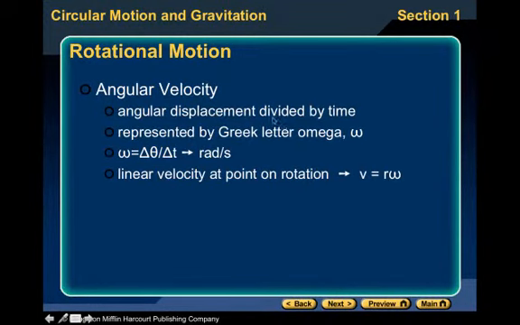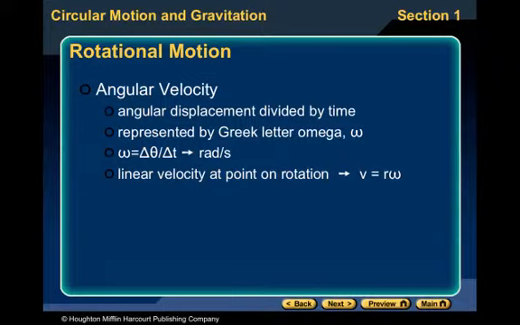Whereas angular velocity is represented by the Greek letter omega, which looks like a W, but that's omega. It's the angular displacement divided by time. So the change in angular displacement divided by the change in time gives us the angular velocity, and radians per second would be our units.